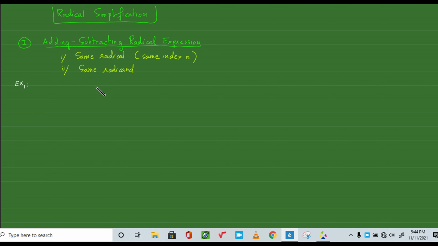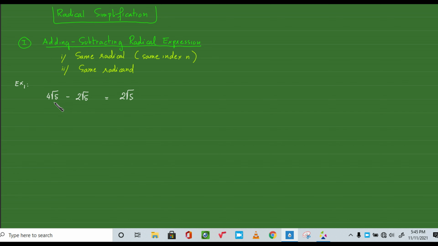Alright, how about this one? I have 4 radical 5 minus 2 radical 5. Let's check if it satisfies these two conditions or not. First of all, it must be the same radicand. Inside is 5 and 5, it is the same. Is it the same radical? Yes, this is a square root and this is a square root, the same type of radical. So right now you can subtract: 4 minus 2 gives you 2 radical 5.